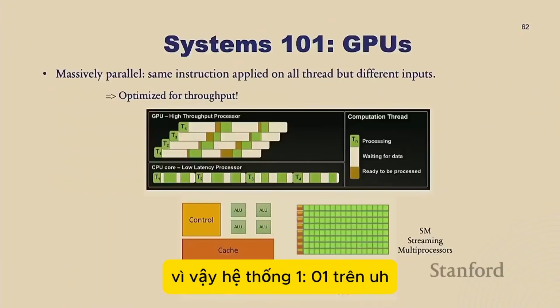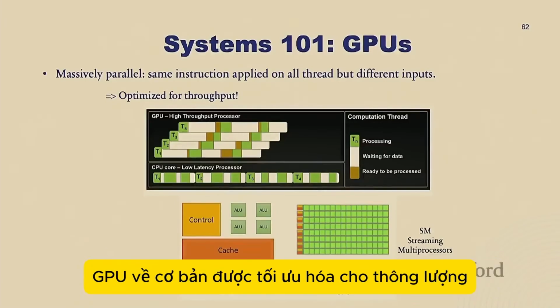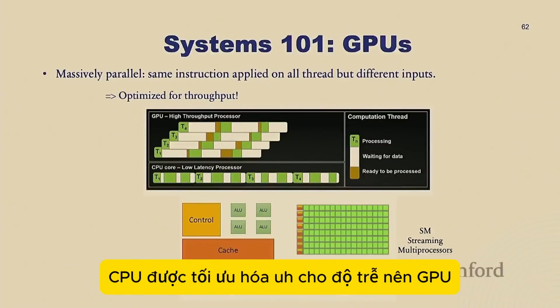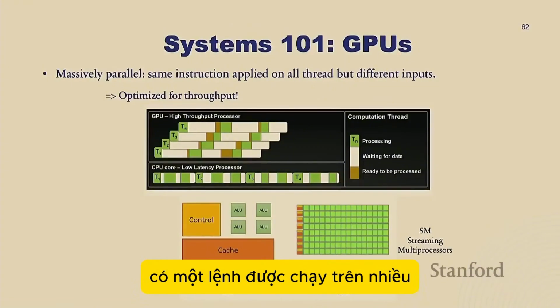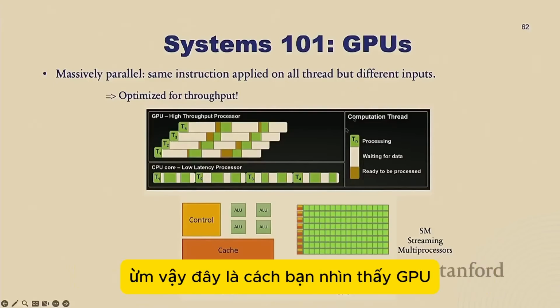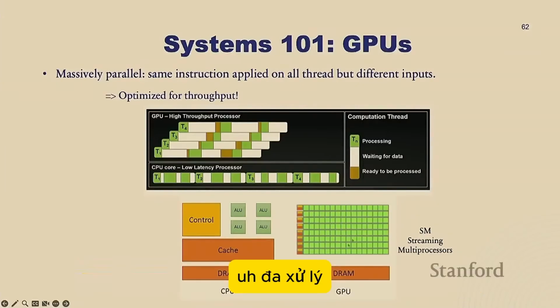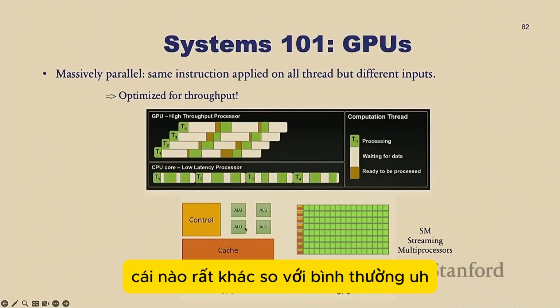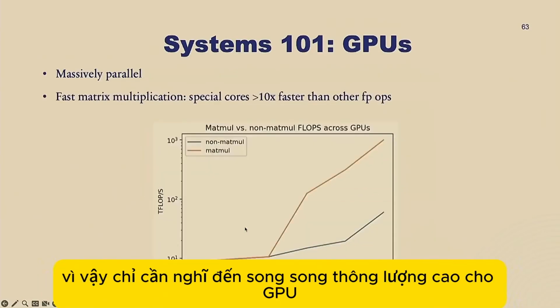So, systems 101 on GPUs. I'm sorry I'm going slightly faster. I hope that some of you at least can follow. GPUs are basically optimized for throughput. CPUs are optimized for latency. The way you have to think about GPUs is that there's one command that is run on many cores at the same time on different types of data. This is how you see a GPU. You see there are many different cores. We call them streaming multiprocessors, which is very different from the usual CPU architecture. So just think high-throughput parallelization for GPUs.